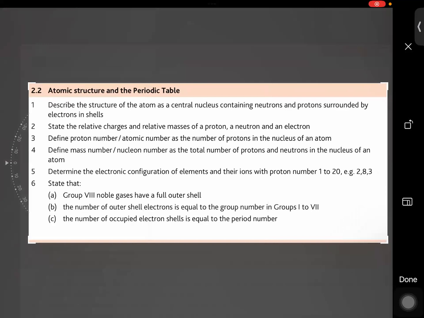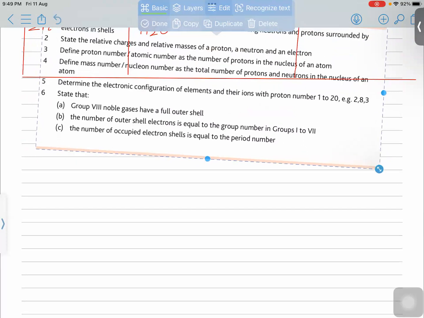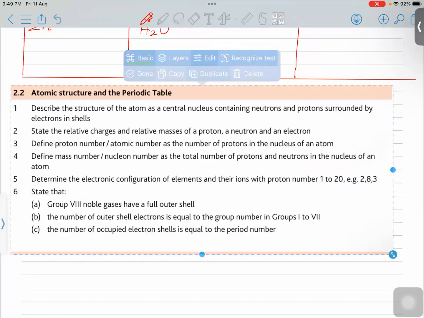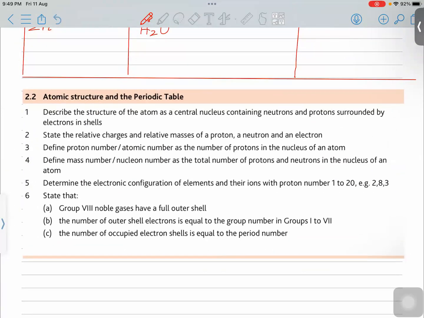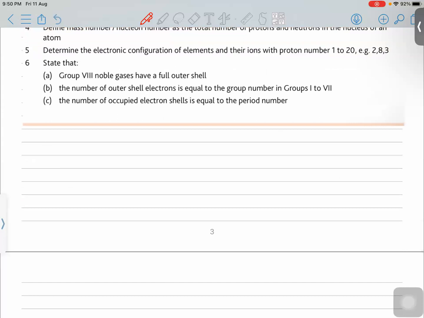Now 2.2, atomic structure and periodic table. Now first is describe the structure of atoms as a central nucleus containing neutron and proton surrounded by electron in shell. Now look at the structure of an atom, right?